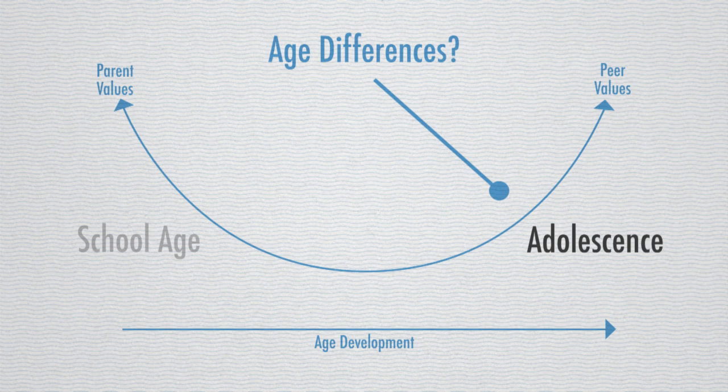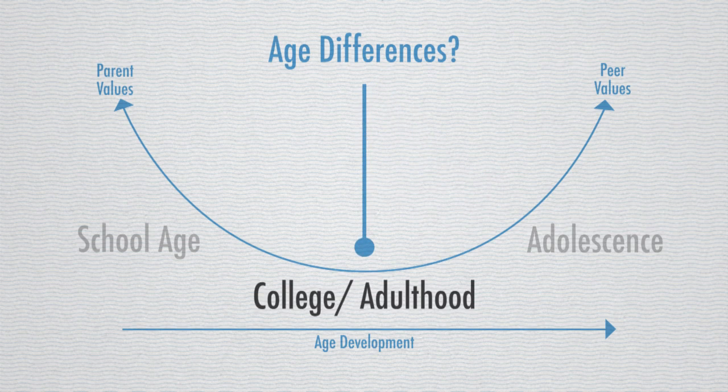And that's why we see in adolescence this huge shift on the pendulum towards being interested in peer values. Of course, we see that change a little bit as people get a little bit older. So when kids get into college and adulthood, they tend to find a middle place on this continuum. They are interested in doing things just like their parents, but they're also interested in valuing what their peers do.